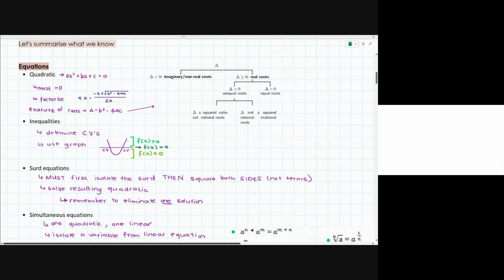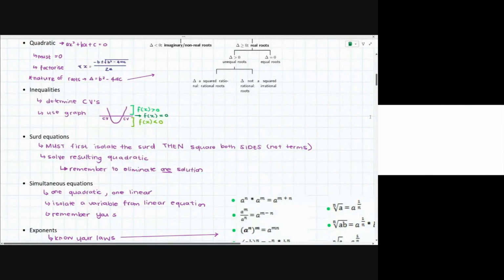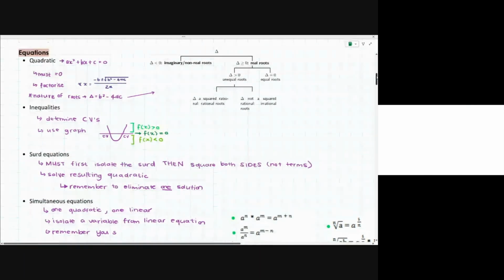Okay, so in terms of the equations, in terms of what you need to know, we have broken down before the types of questions that you're going to get, and a little bit later, I am going to talk again about the types of questions you can expect in these two sections. But in terms of equations, there are a couple of different types you need to be able to solve: quadratic, inequalities, surd equations, and simultaneous equations. Actually, I'm not forgetting anything. And exponential situations, but we'll deal with the exponents in a second because it's a bit tangential.